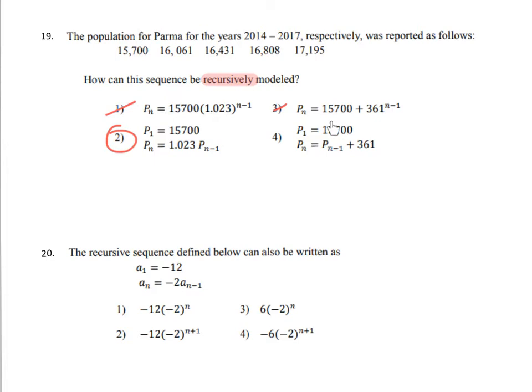And if you did look at this fourth term here, you would see that although you can add 361 to get from the first term to the second, that's not what we're adding to get from the second to the third or from the third to the fourth. So choice 4 doesn't work for us.